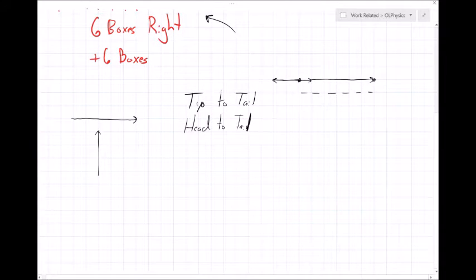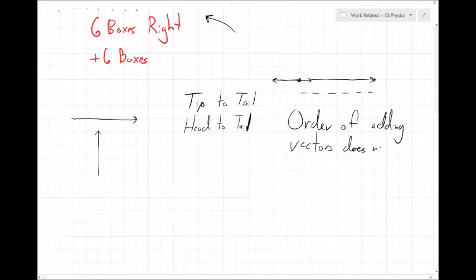So when we're adding vectors, the order of adding vectors does not matter. So keep that in mind. However, if you move vectors and connect them in the wrong way, not using the head to tail method, then you're just going to get the wrong answer. So the order should never matter, but sometimes there are orders that just look nicer.